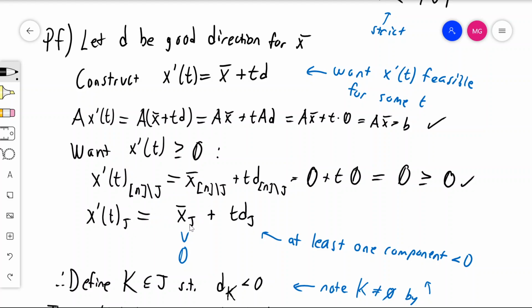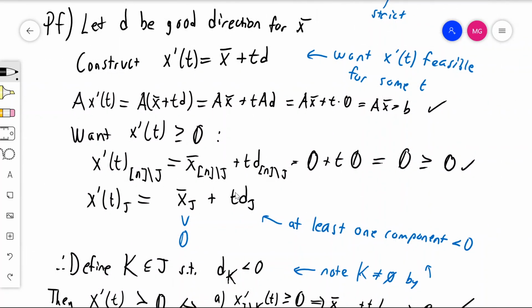So x prime of t for those components is the corresponding components of x bar plus td. And for the x bar part, those are strictly positive by definition of what this index set J is. And then the final condition of being a good direction is that at least one of these components in the J index set of d is negative. So t, you're imagining, is some positive value. You're trying to, non-negative at least, scale it up as much as you can. But you can't scale forever because one of these components is negative, and that's going to keep decreasing this whole part here, and that's going to force us to hit a boundary.